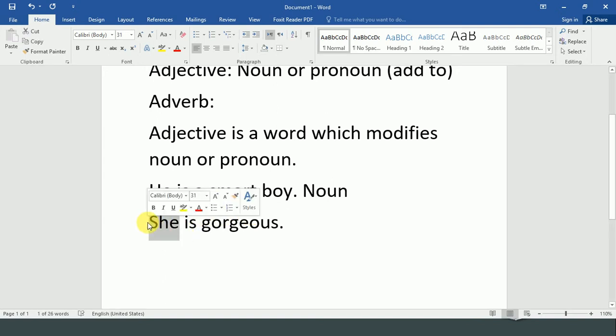I taught you this. It's a pronoun because it makes the base of a sentence, a subject pronoun. Now, who's gorgeous? She. Who's she? She is a pronoun. So a word which talks about she, a pronoun, we call that an adjective. So these words are adjectives. I hope you understood the definition and the usage of adjective, right?